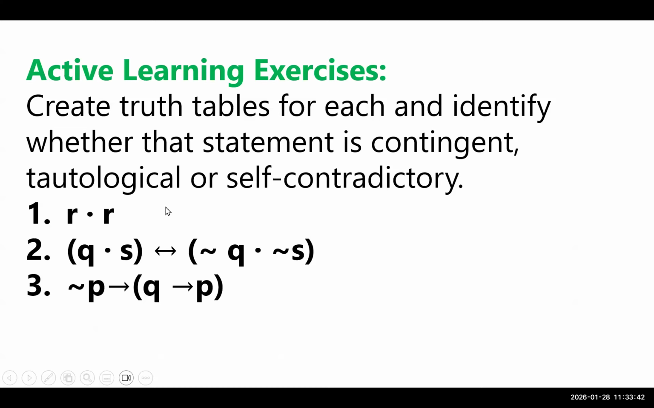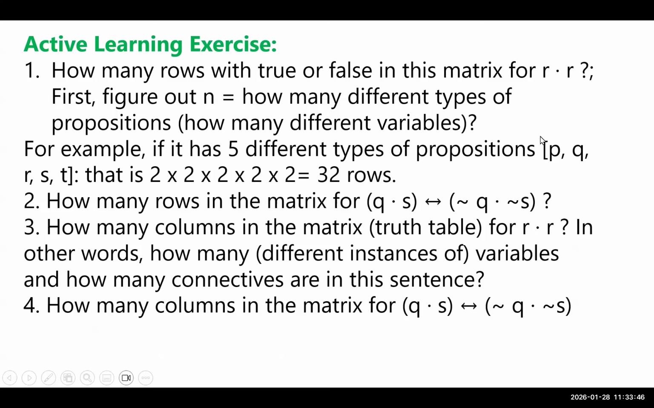So set those up, and then I'm going to go back and ask you questions to make sure you know how to set these up. So first, how many rows are there for the matrix for R and R? For this one, you're again going to figure out how many different types of propositions, okay? And then you're going to figure out how many rows that is.